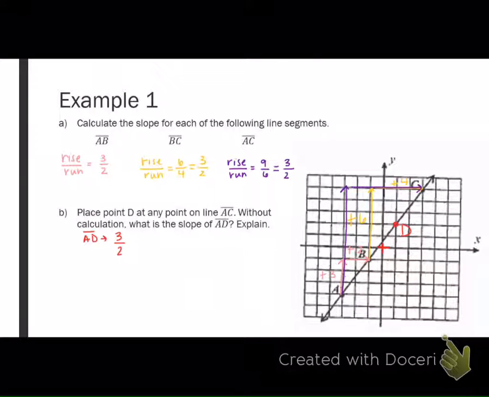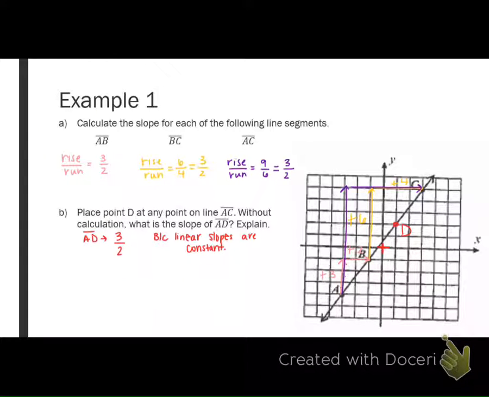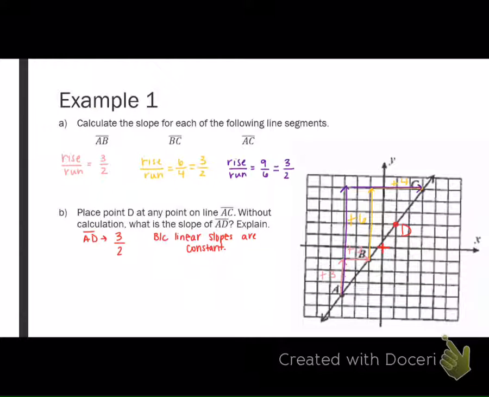Because the slope of a line is the same. It's a line, right? And slopes of lines are constant. It's the same no matter where you are finding the points. So this is because linear slopes are constant. You should always have the same slope no matter where you're at along the line.